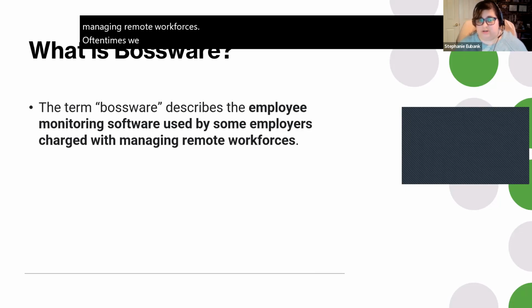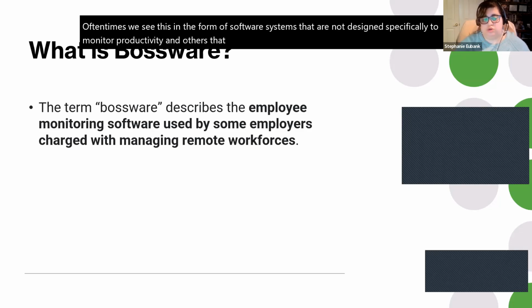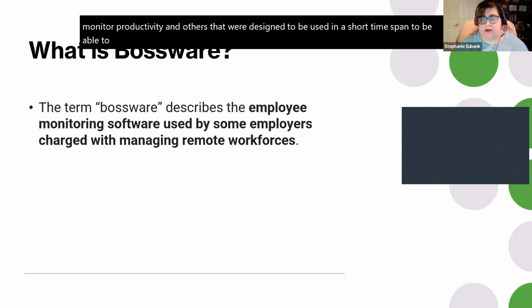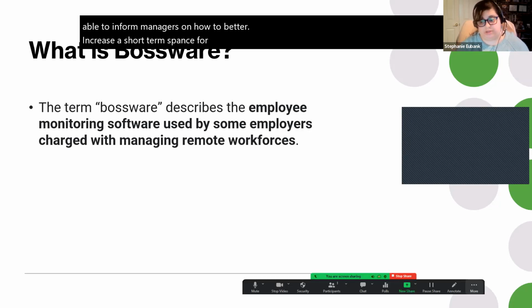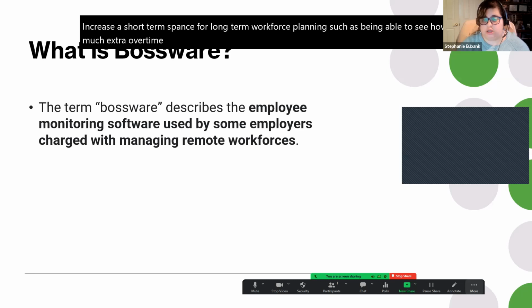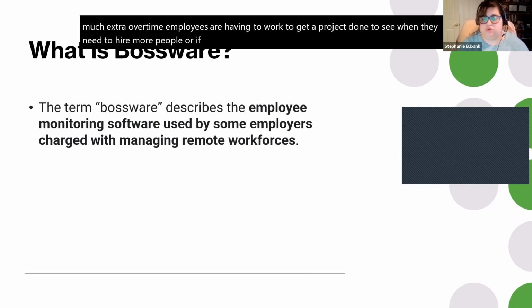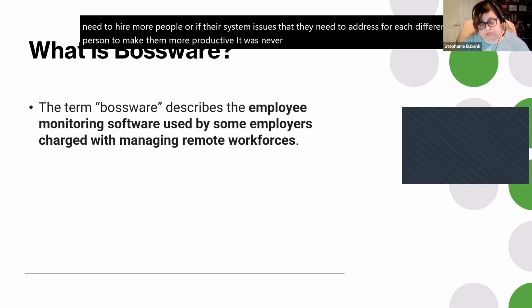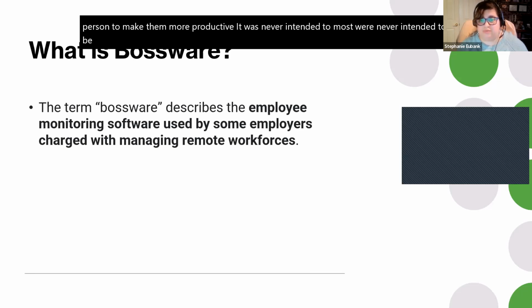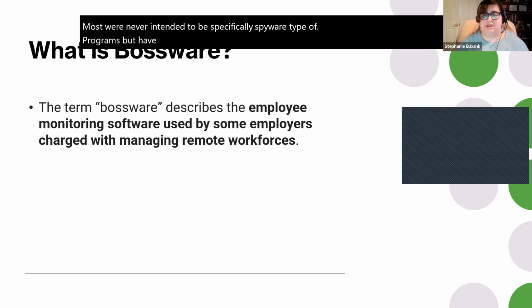Oftentimes, we see this in the form of software systems that are not designed specifically to monitor productivity, and others that were designed to be used in a short time span to be able to inform managers on how to better increase productivity within short-term spans for long-term workforce planning, such as being able to see how much extra overtime employees are having to work to get a project done, to see when they need to hire more people, or if there are system issues that they need to address for each different person to make them more productive. Most were never intended to be specifically spyware type of programs, but have evolved since because there is a market for it.